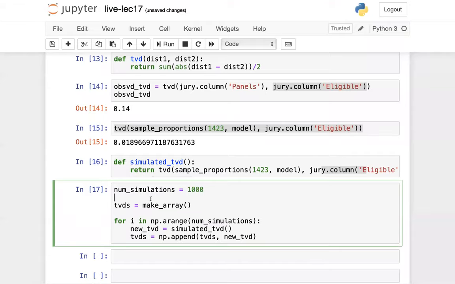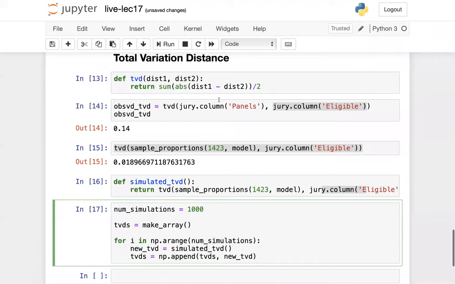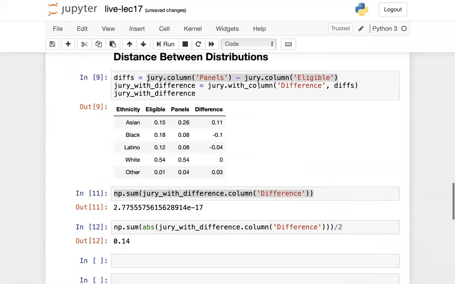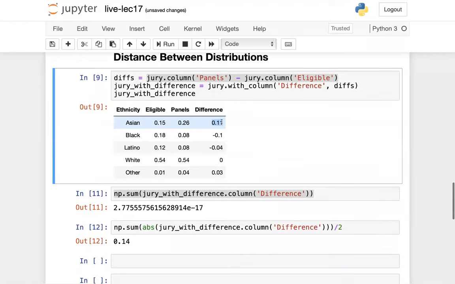Can we explain why we divide the sum by 2? So this is just kind of how the total variation distance is defined. We divide by 2 intuitively because when you take the difference of two distributions, you have some of these values that are positive. So this was positive 0.11, this was positive 0.03, and you have some values that were negative, so negative 0.1, negative 0.04. So we just want to get a sense of kind of the average sum for the positive part and the negative part. That's the basic idea.